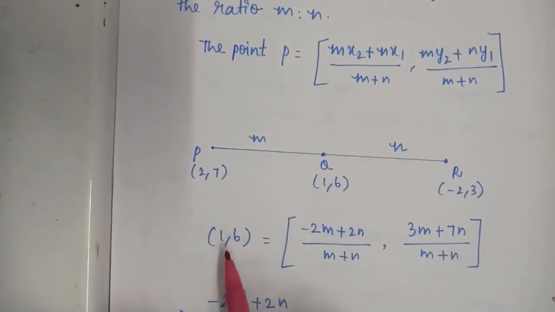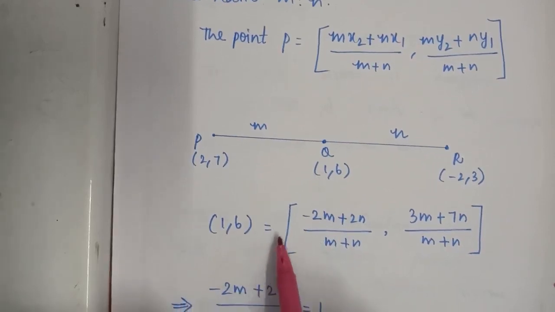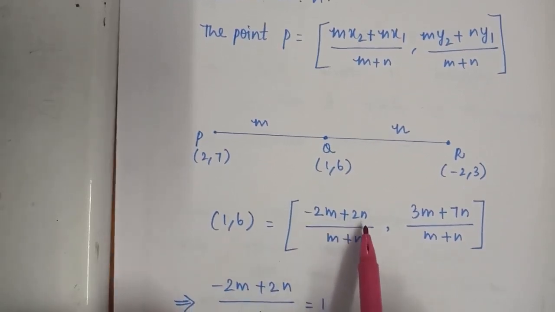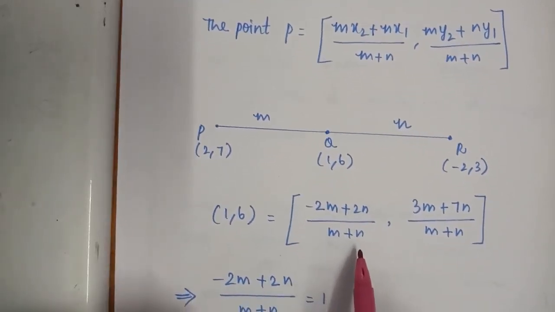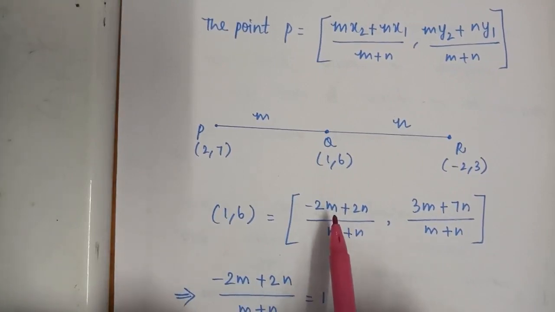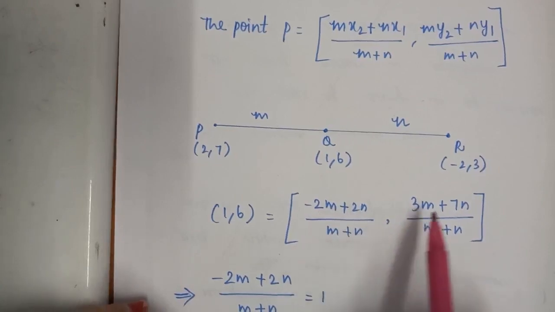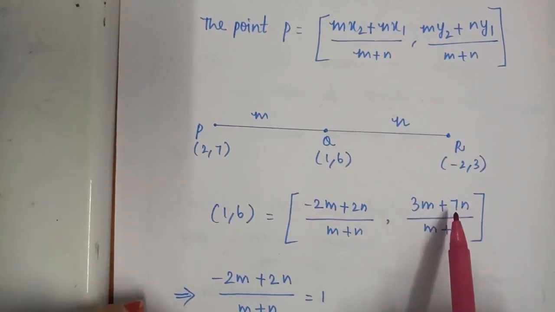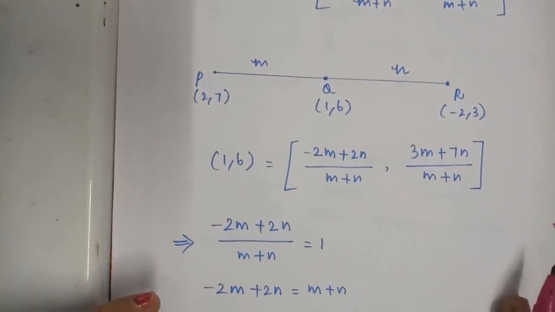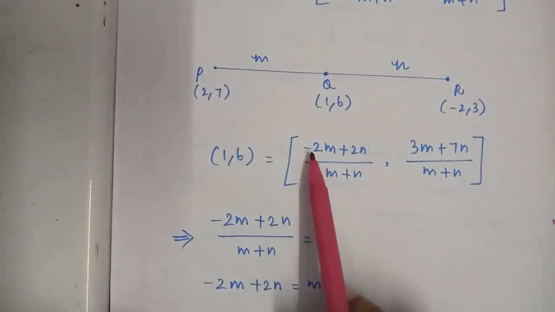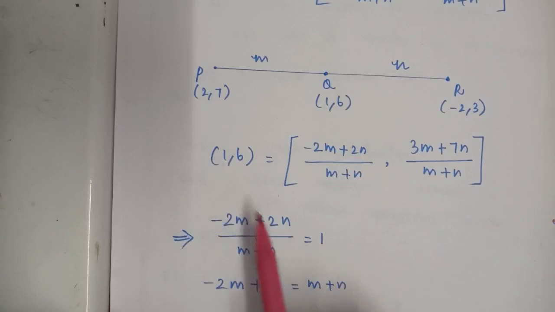So the point is (1,6), that is the midpoint, (1,6) is equal to (-2m plus 2n) divided by (m plus n). Here we don't know the value of m and n. We just substitute the points, comma (3m plus 7n), that is y2 and y1 values alone we substitute here, divided by (m plus n). The next step is you have to equate the x coordinate. (-2m plus 2n) divided by (m plus n) is equal to 1.